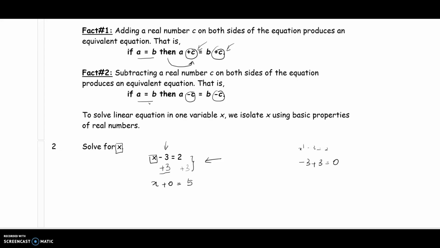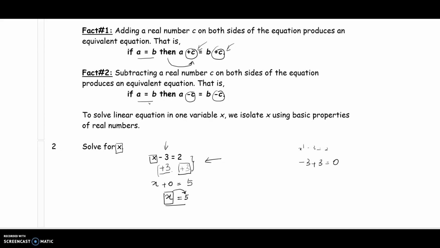So what we did was we added the exact same number, positive 3, on both sides to get an equivalent form, x plus 0 equals 5, and x plus 0 is x. So x equals 5. So what we've done is we've solved the equation, which means we've isolated x on one side. And this equation says that the value of x is equal to 5.